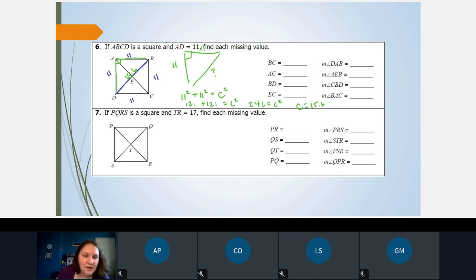Let's see. BC, okay, that's 11, that was a side. AC is a diagonal. The diagonals are congruent, and it gets that property from being a rectangle. So 15.6. BD, well, that's the other diagonal, still 15.6. And EC, we are going to have to divide by 2. EC is half a diagonal, so we'll do 15.6 divided by 2. And 7.8.